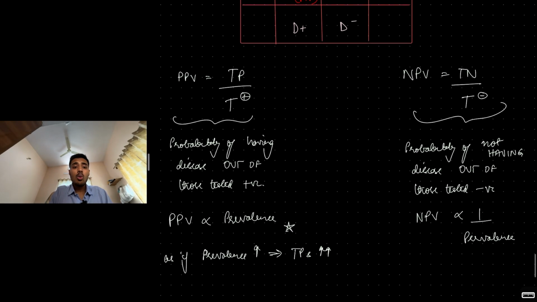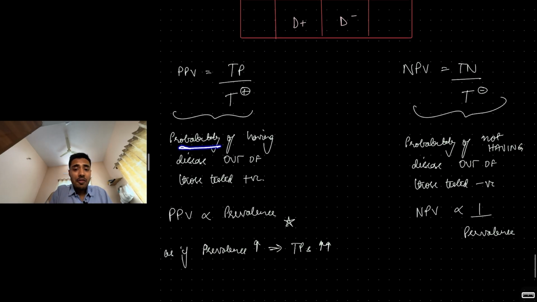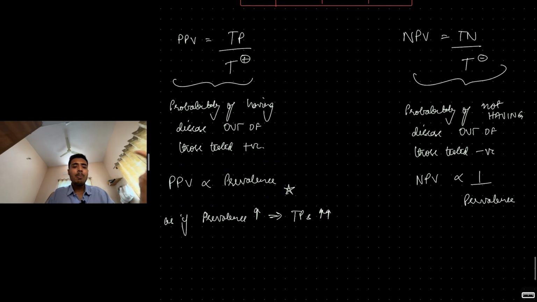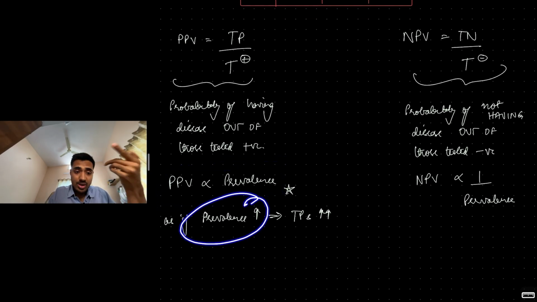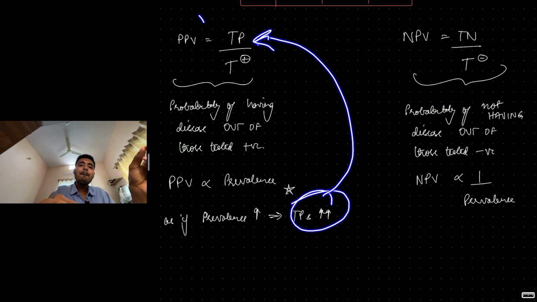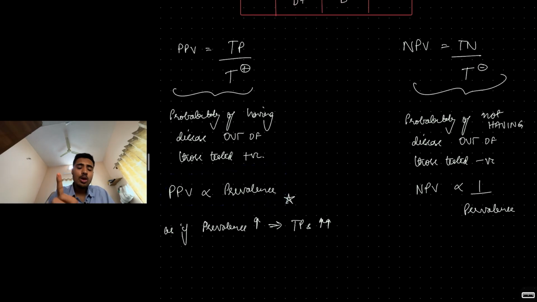So what are true positives? True positives are the ones having the disease, right? So the probability of having the disease out of those tested positive is positive predictive value. Understood? And positive predictive value is obviously proportional to prevalence. Because if prevalence is more, I told you just now, true positives increase. And if true positives are more, positive predictive value is increased. Very important. Higher the prevalence, higher the positive predictive value.